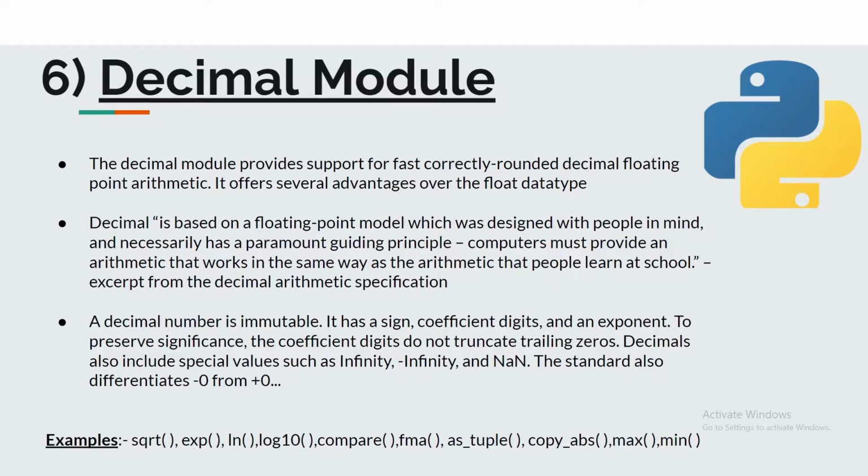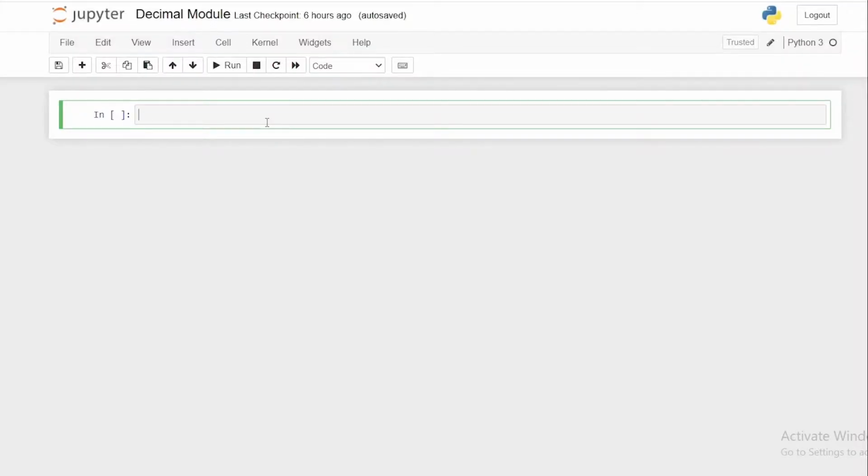The examples we are going to try out in today's video are the square root function, exponential function, natural logarithm function, log to the base 10 function, compare function, FMA, which stands for fused multiply and add function, as tuple function, copy, ABS function, max and minimum function. So now let's do some examples on the decimal module. First, in order to start off, let us import the decimal module.